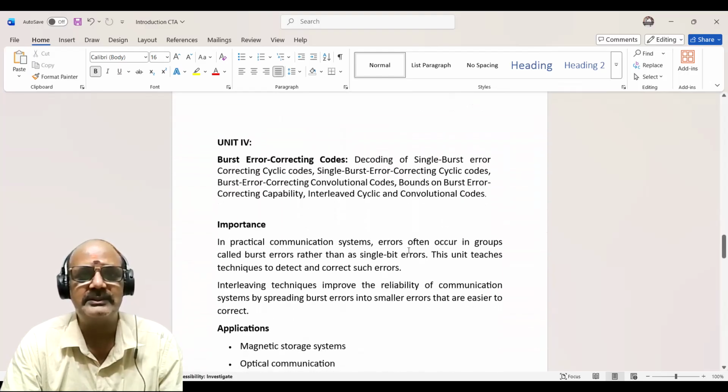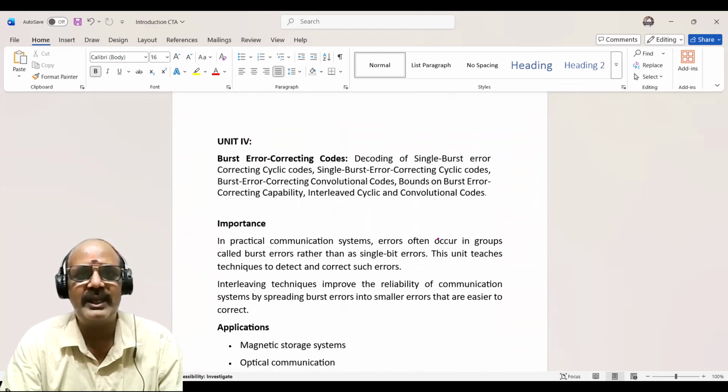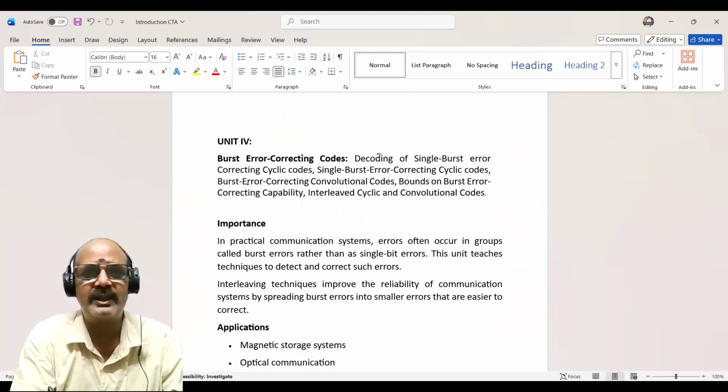Fourth unit is burst error correcting codes. Decoding of single burst error correcting cyclic codes, burst error correcting convolution codes, bounds on burst error correcting capability, and interleaved cyclic and convolution codes. These are the topics to be discussed. Single error means only one bit is corrupted. Burst error means more than 2 consecutive bits are corrupted. That is called a burst error.